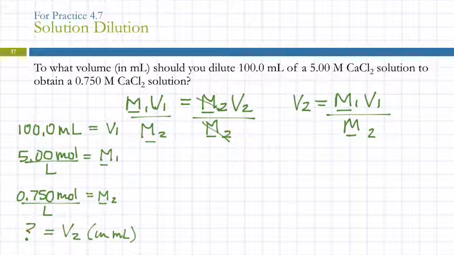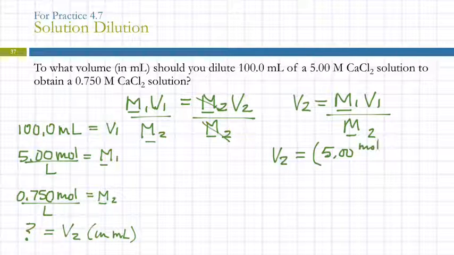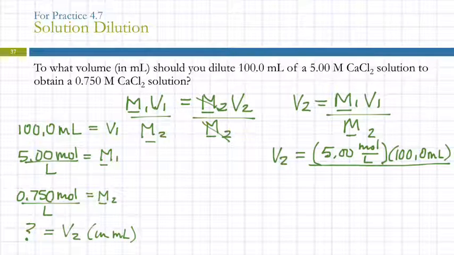I'm going to plug my numbers in. So the volume 2 that I'm looking for is molarity 1, which is 5.00 moles over liters. Write those as vertical fractions, please. Volume 1 is 100.0 milliliters. And then I'm going to divide this by the other molarity, 0.750 moles per liter.